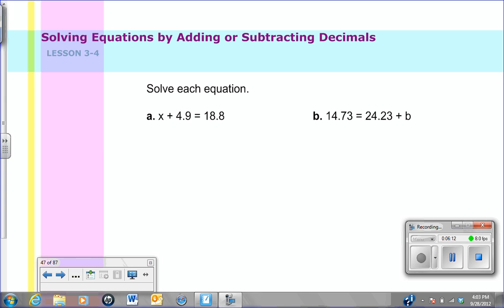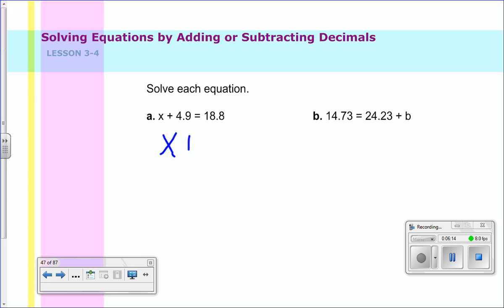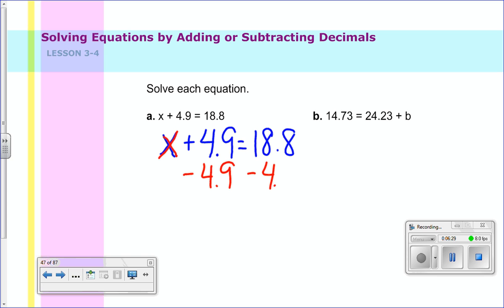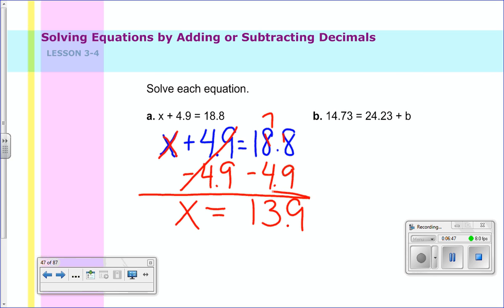So let's check A. All right, A says x plus 4 9/10 is 18 8/10. Well, I identify my variable as x. On the same side as a positive 4 9/10, the opposite of adding it is subtracting it. So I do it to both sides. And I am left with x is equal to, and I take a look, I have a positive 18 8/10 and a negative 4 9/10. Well, one's positive, one's negative, so I subtract them. And I get 13 9/10.